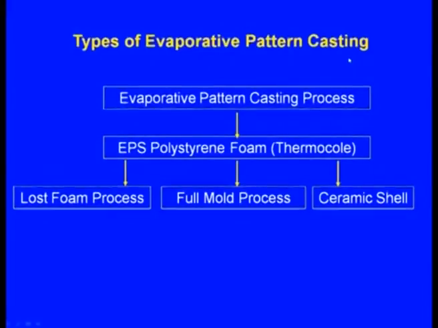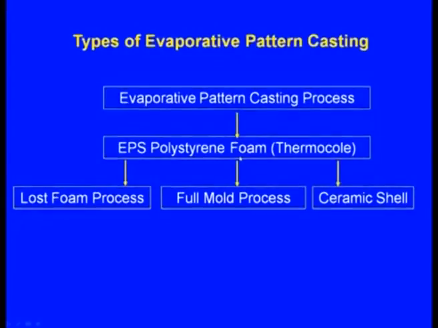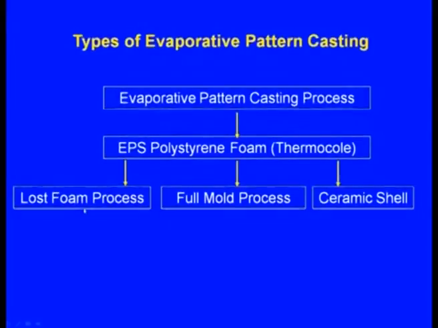Friends, in this lecture we have learnt about two special casting processes. One is the evaporative pattern casting process. In this process, we use expanded polystyrene, or foam, or thermocol as the pattern material. This is broadly classified into three types: the lost foam process, the full mold process, and the ceramic shell.